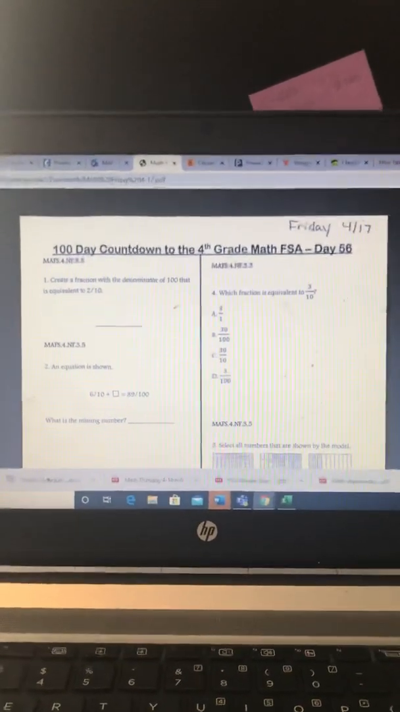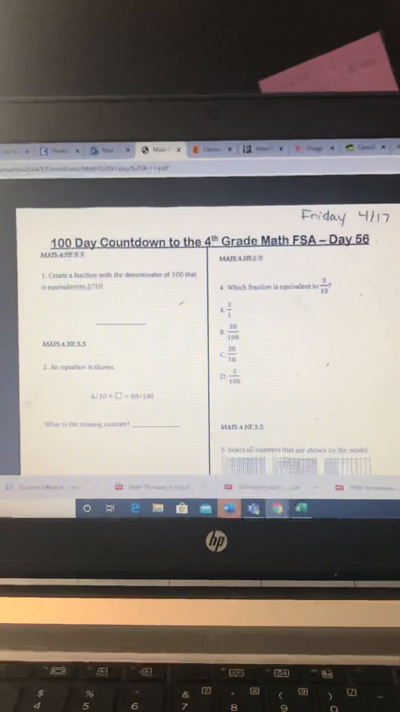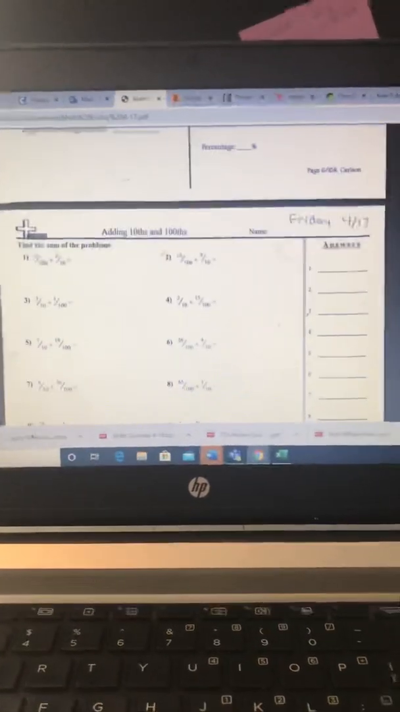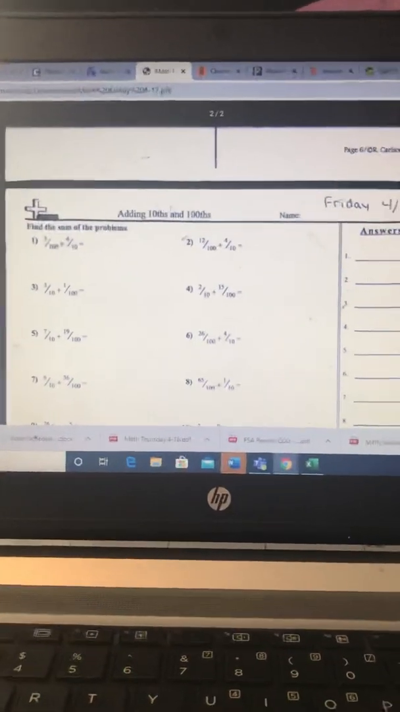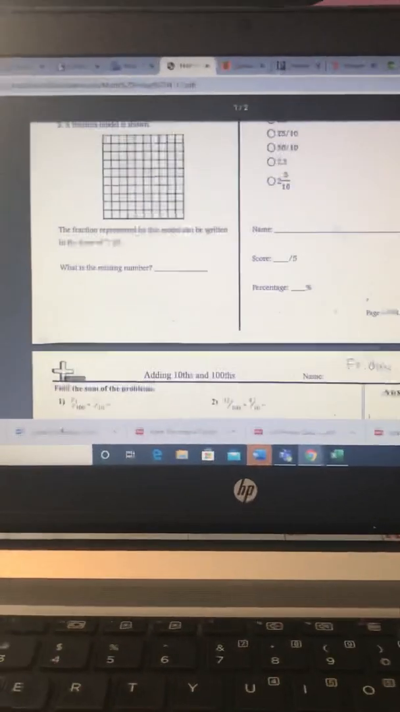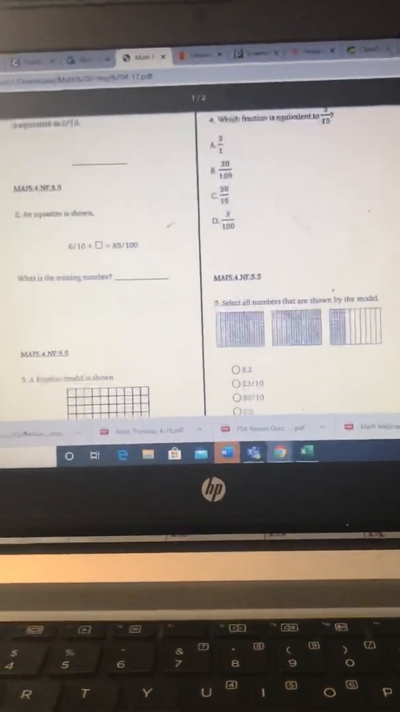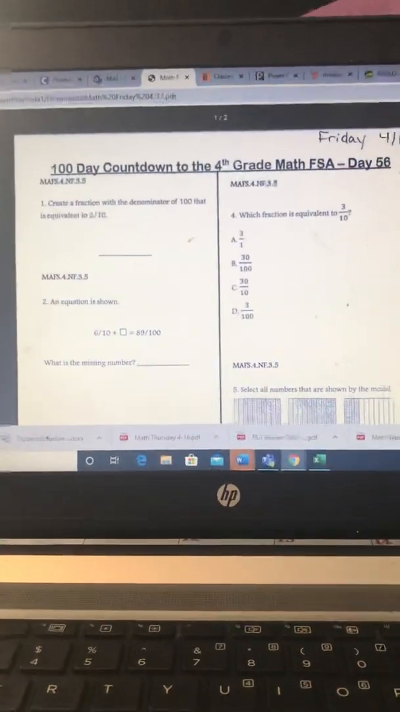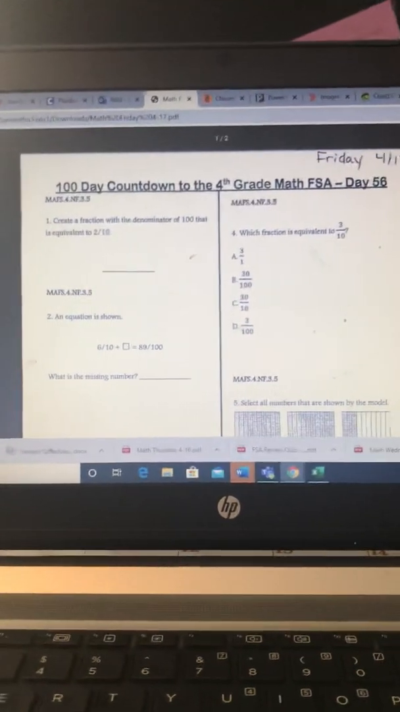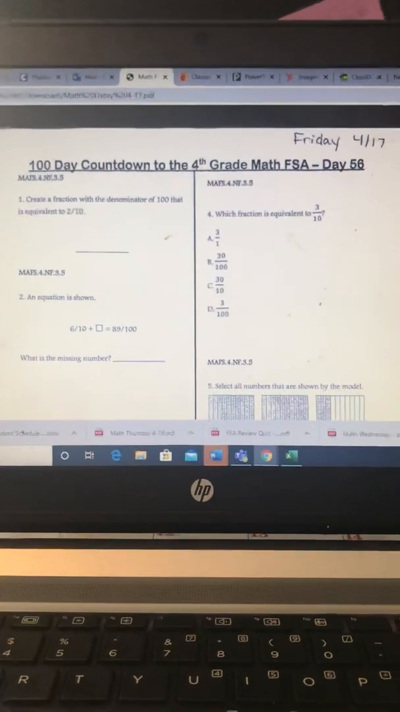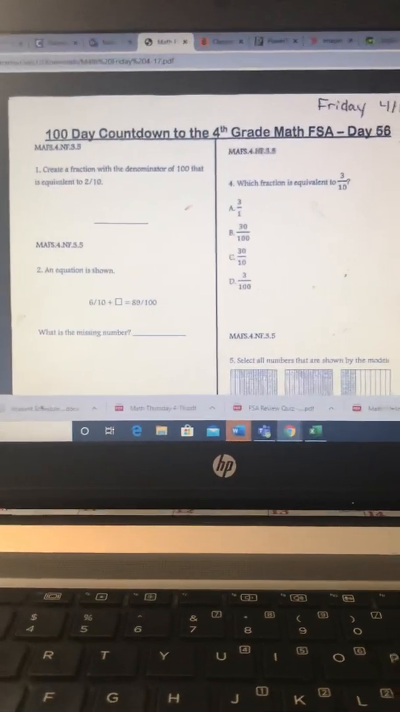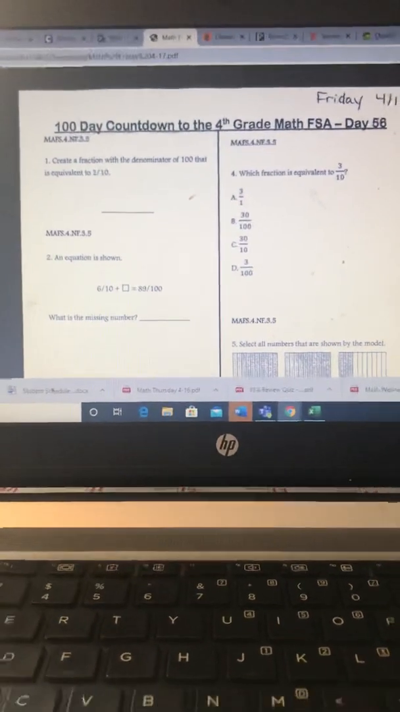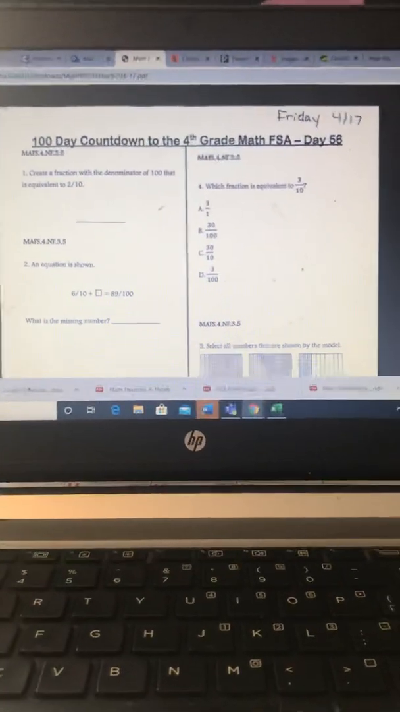I just want to go over today's math lesson with you. Today is Friday, 4/17. When you open up the attachment, you're going to have your FSA countdown page that you need to complete, and then the worksheet for the lesson for today, which is on adding fractions with denominators of 10 and 100. If you look at the FSA page, all of these questions are on adding fractions with denominators of 10 and 100, or finding an equivalent fraction, which we have done before. We did that lesson earlier this week, okay?